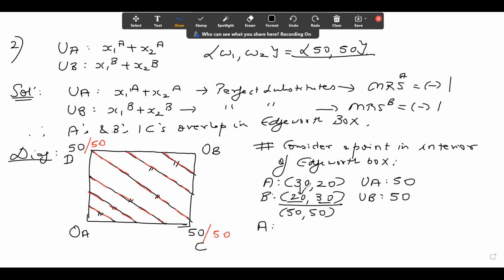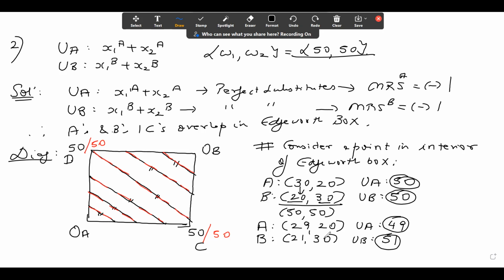Suppose B gets 1 unit here. So A will now have 29, 20. And B will now have 21, 30. So what is the utility A gets? 49. What is the utility B gets? 51. Clearly, B has become better off by making A worse.